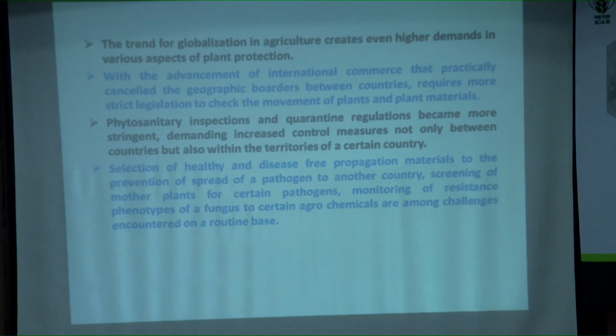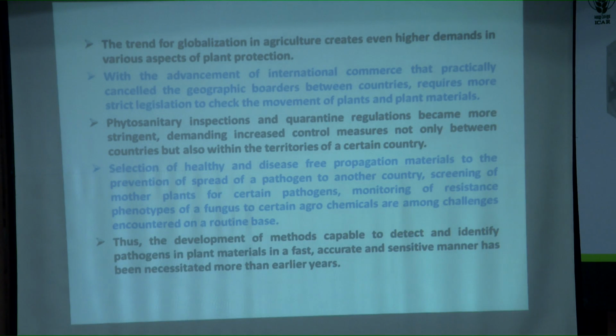And sometimes agrichemicals develop resistance. To screen that also you need molecular markers. By this you can trace that particular strain and fungicide also. So, the development of methods capable of detecting and identifying pathogens in plant material in a fast, accurate and sensitive manner is the need of the time.